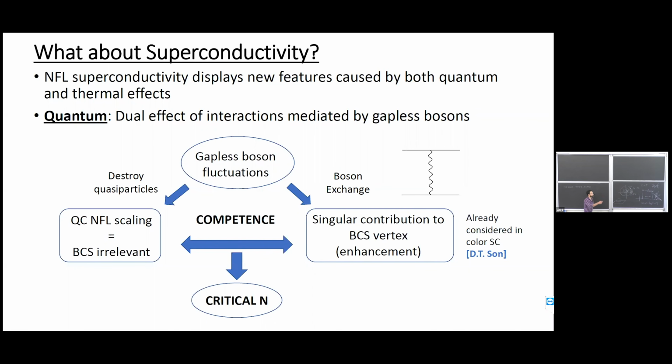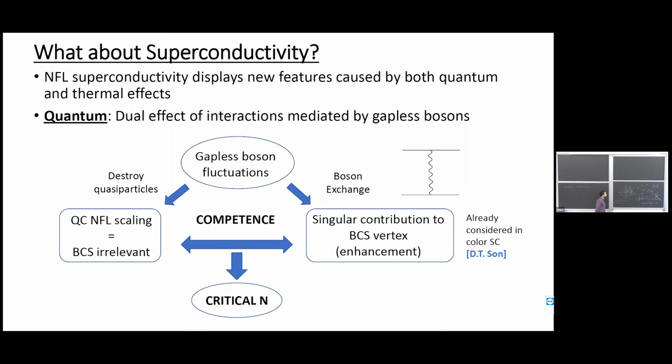And when I say singular, I mean that it goes with first powers of the energy. So it tends to grow a lot at low energies. This important contribution is not new, it was already considered in color superconductivity, and it's crucial for what we will see, because now we have, again, a competition of two effects.